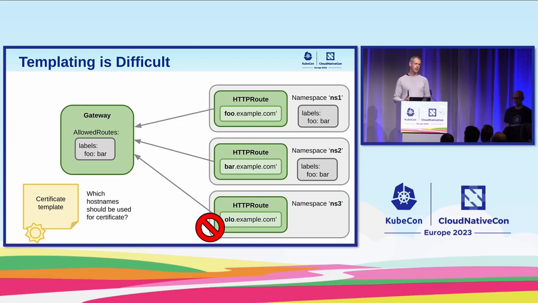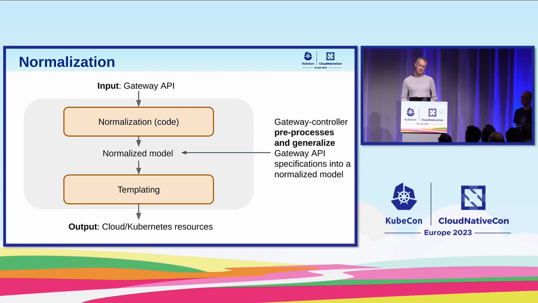To make this actually workable in the controller, we introduce something that we call normalization. The controller will react to Gateway API definitions. It will process those Gateway API resources and do the hard things in code, creating something we call a normalized model, a model that contains pre-computed data that's easier for templating to take and express in the actual data path. This normalization will then implement, for example, the filtering that would be necessary in the example that we saw on the previous slide.